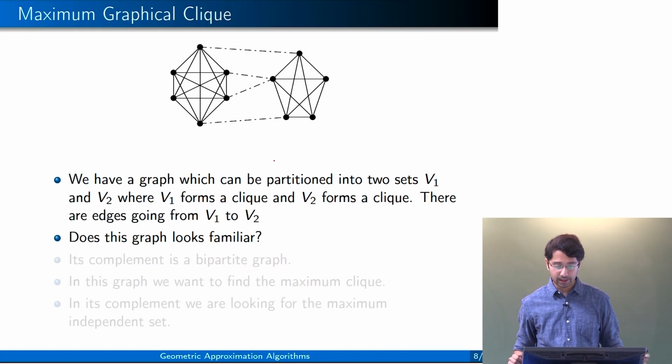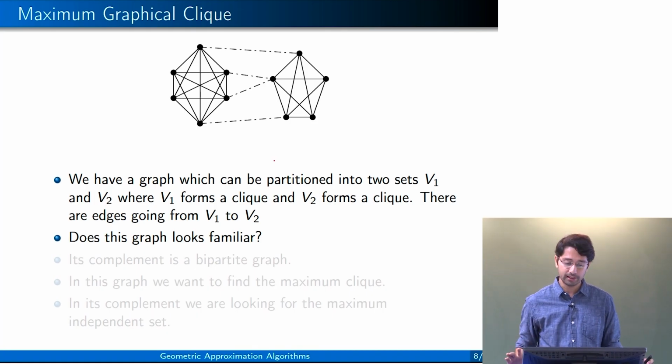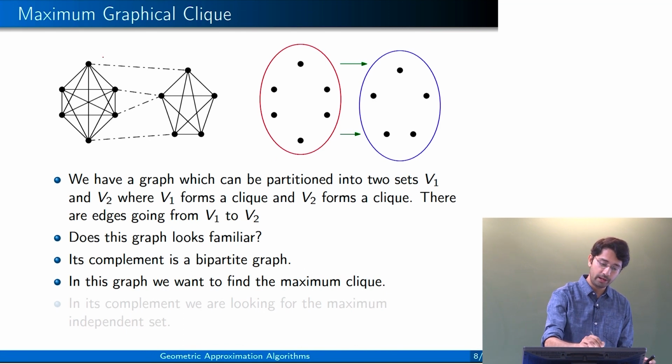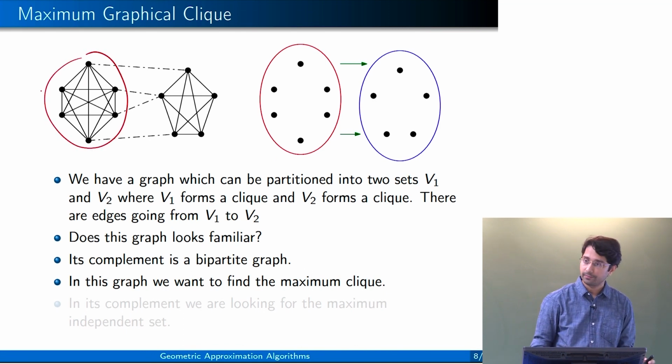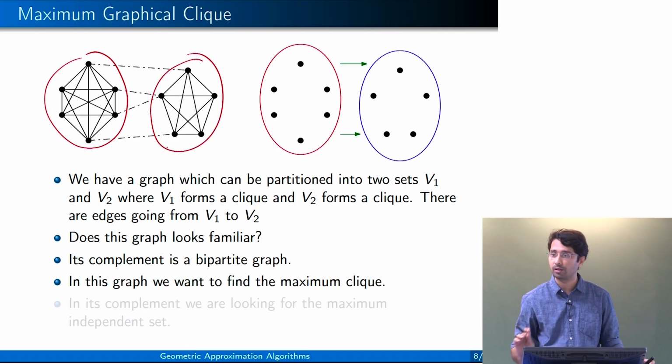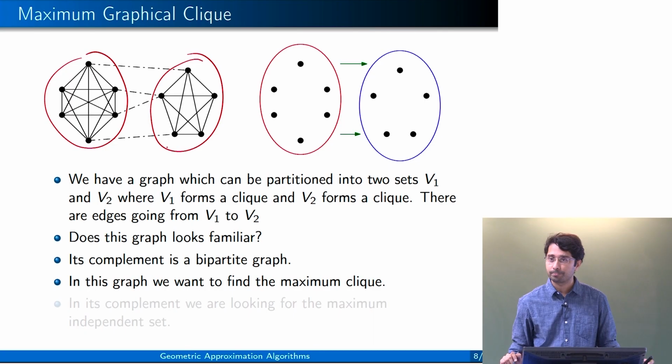In a bipartite graph, what do we have? Two independent sets and some edges going between them. What I have here is two cliques, with some edges going between them. So, this is basically a complement of a bipartite graph, because if I take the complement of this graph, there will be no edges between the vertices here, there will be no edges between the vertices here, and there will be some edges going from this component to the other component. Are you still with me?